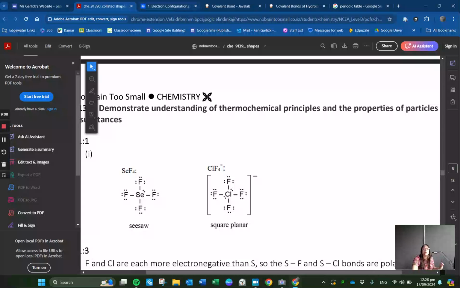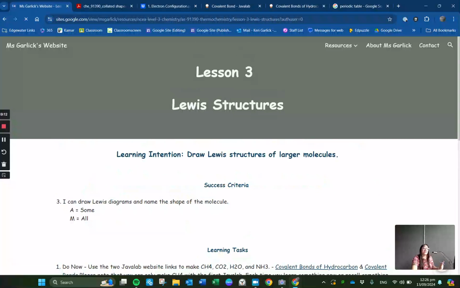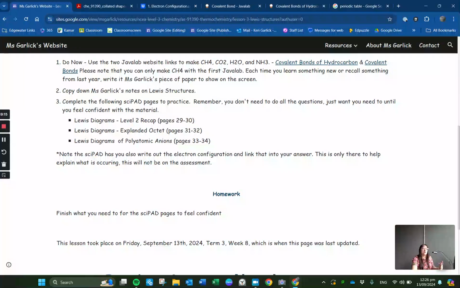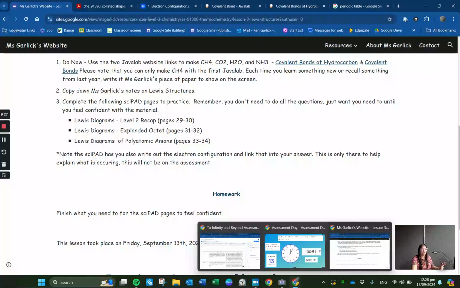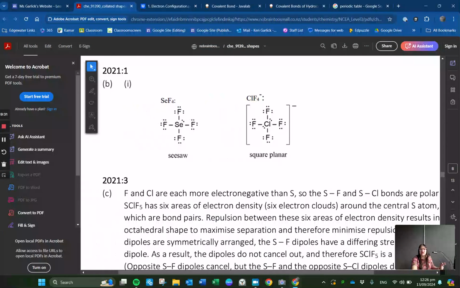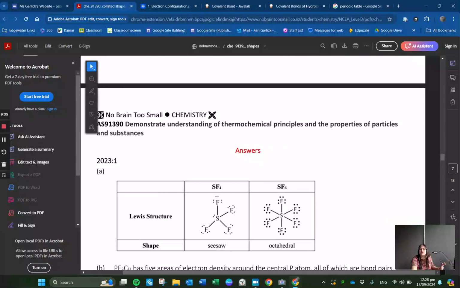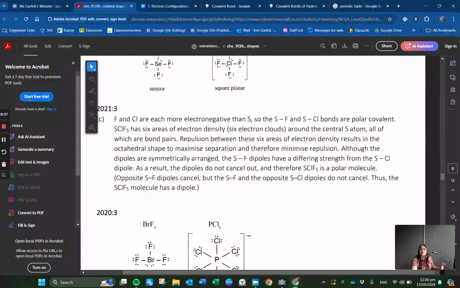So now what you can do is those SciPad pages, just so you can feel confident. I don't need you to do all of them because it is quite repetitive. If you want to do the level 2 recap, you can. It is very unlikely to be a level 2 molecule though. It's just good if you want to practice double bonds. But again, a lot of these larger structures don't typically have double bonds. You might find a couple with double bonds just to make up the space that's needed, but I don't think I have seen that happen a lot.